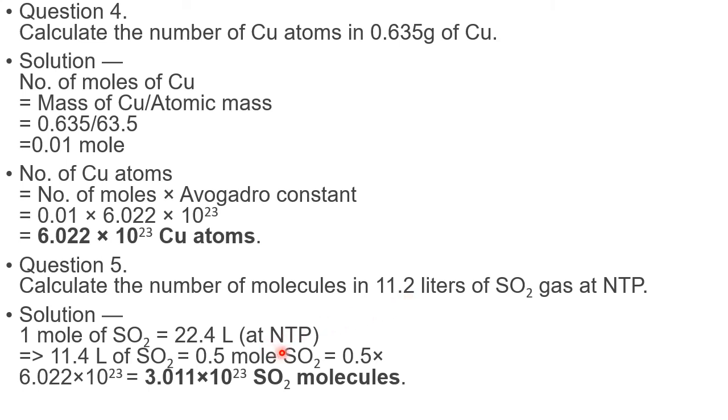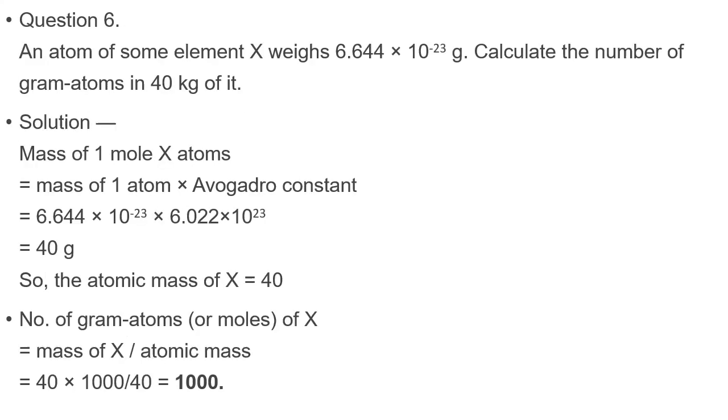Now in 1 mole of SO2, how many SO2 molecules are there? 6.022 into 10 to the power 23 molecules of SO2. Then for 0.5 mole, it is 0.5 into 6.022 into 10 to the power 23. This is the answer, 3.011 into 10 to the power 23 SO2 molecules. Okay, right.